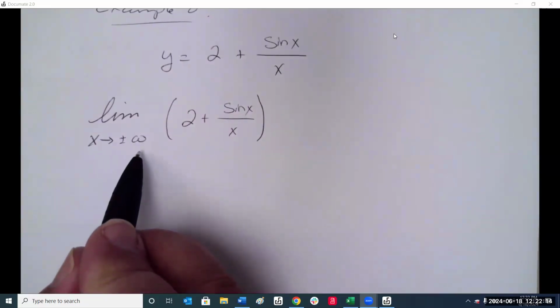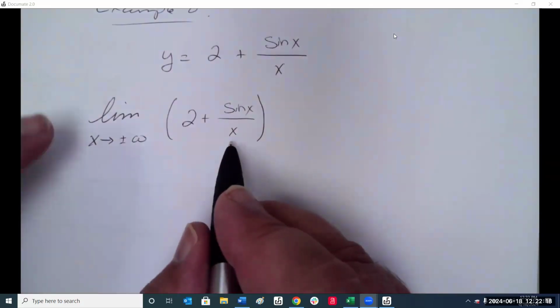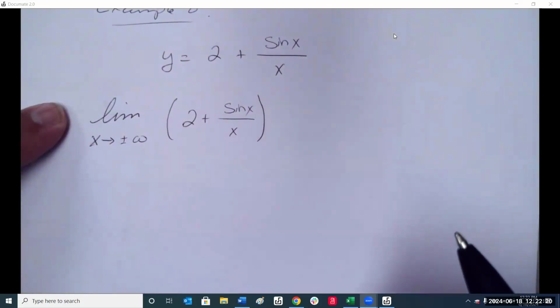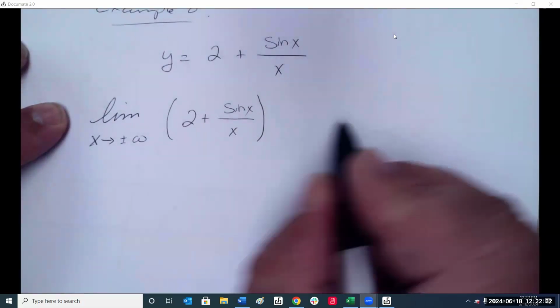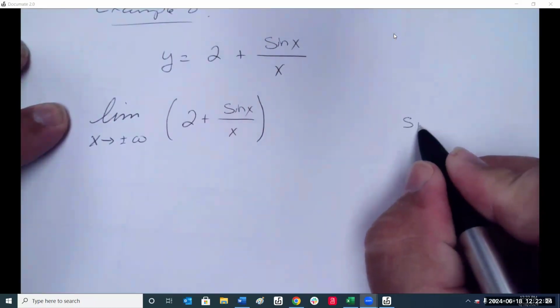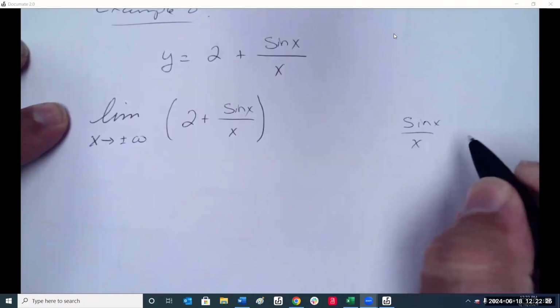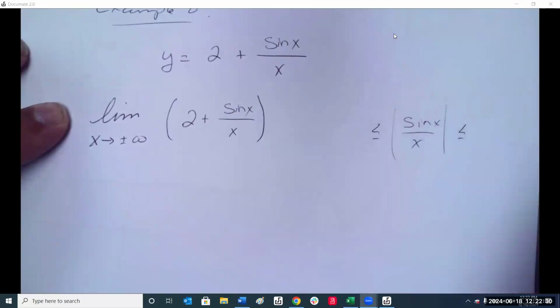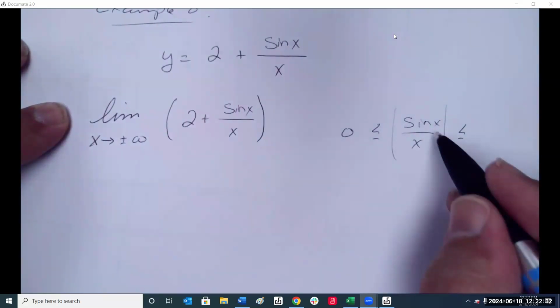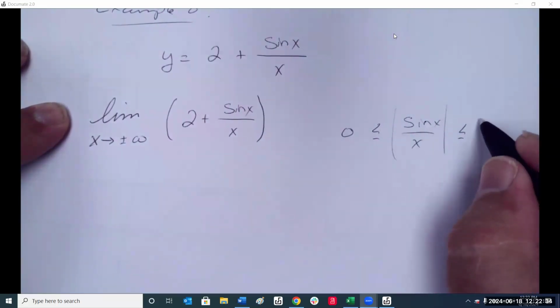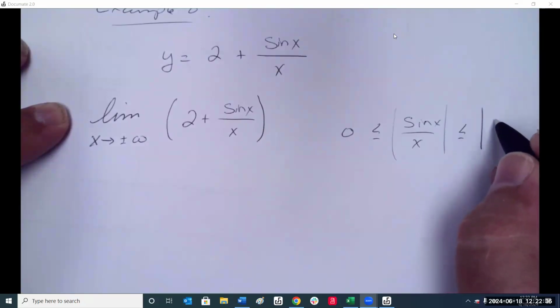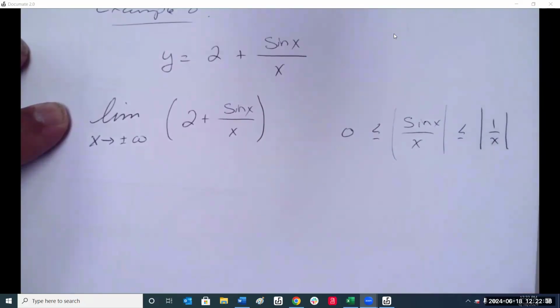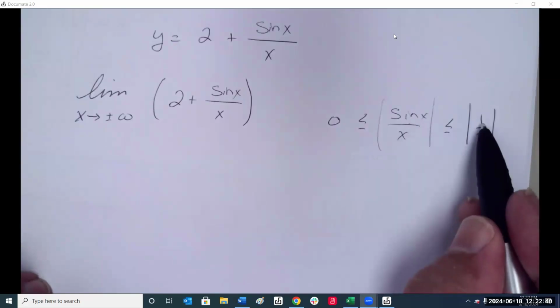Now we're going to infinity, no longer one. So using the sandwich theorem, for sine x over x, it's gotta be positive because that's negative, negative. Because that's the maximum, it could be one.